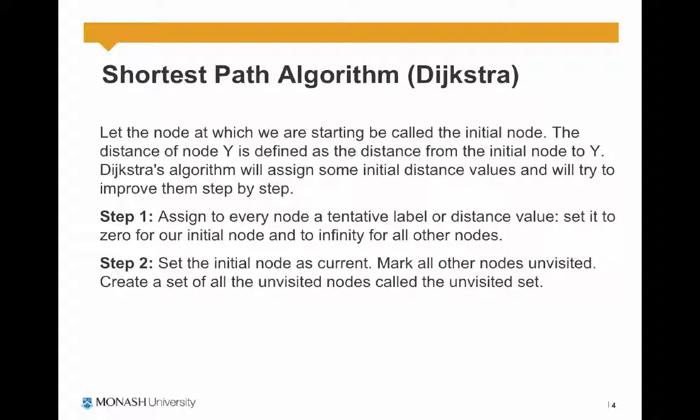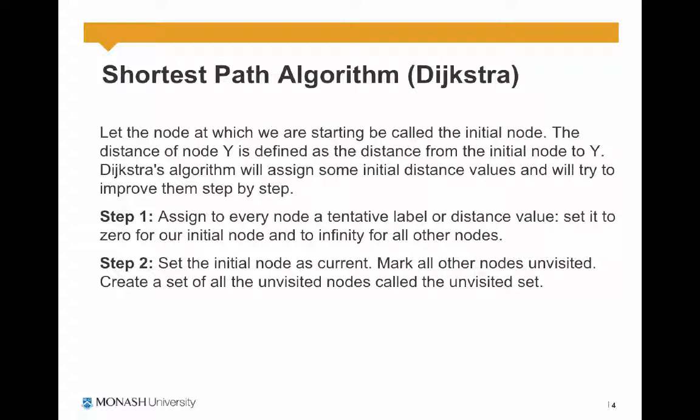Let the node at which we are starting be called the initial node or the origin node. The distance of node y is then defined as the distance from the initial node to that specific node y. Dijkstra algorithm will assign some initial distance values or labels and will try to improve or update them step by step. So in step 1, we assign to every node a tentative label or distance value. We set it 0 for the initial node or origin, and we set the distance or label values to infinity for all the other nodes.